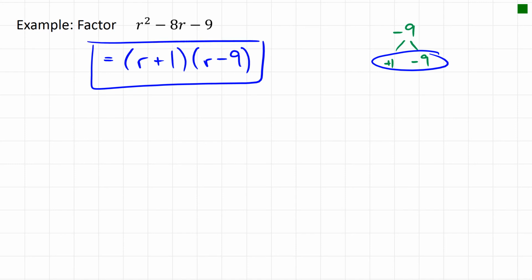And now I'm going to go ahead and check. So multiplying those out, I would get r squared minus 9r plus r minus 9. And simplifying, I get my original expression. So check mark. This one I did correctly.